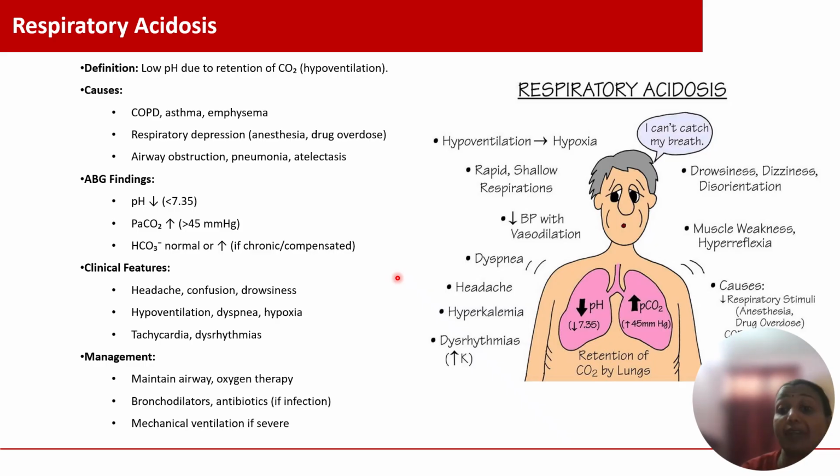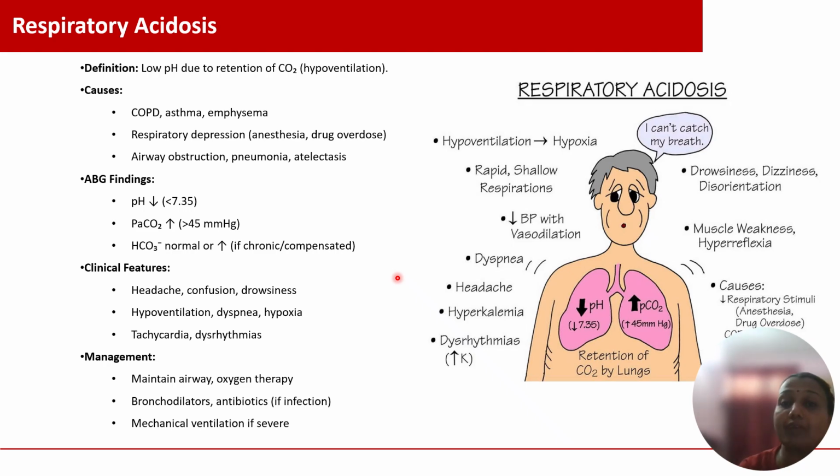Rapid shallow respiration because of hypoventilation. Next, decreased BP with vasodilation. Dyspnea we can see in patients. Headache, hyperkalemia, dysrhythmias because of an increased level of potassium. We can see abnormal heart rhythms. And drowsiness, dizziness, disorientation because of an insufficient oxygen level in the body.